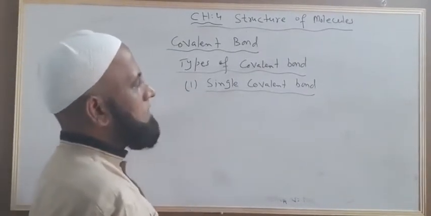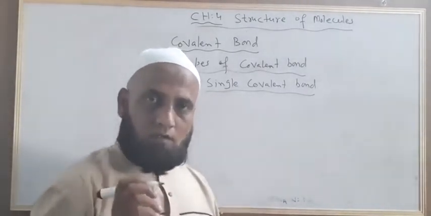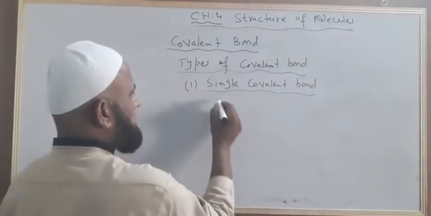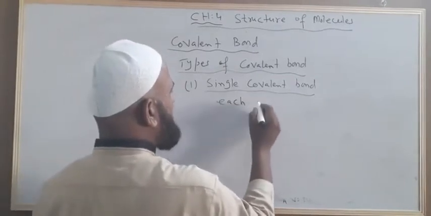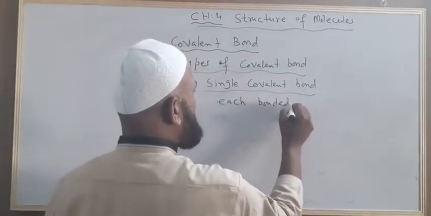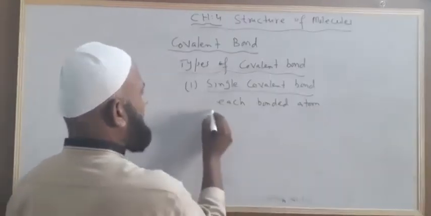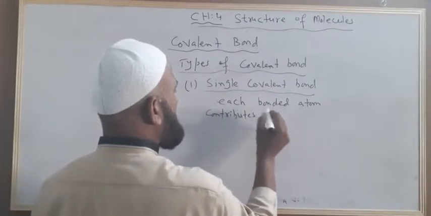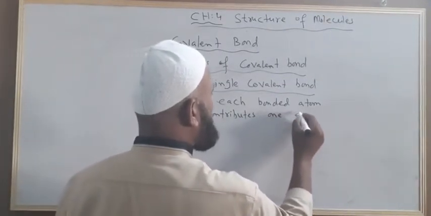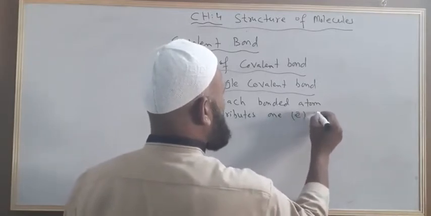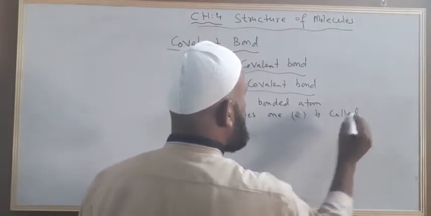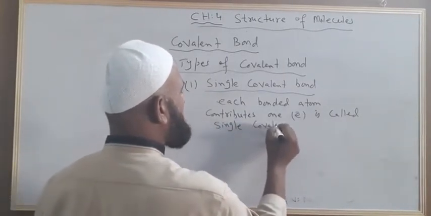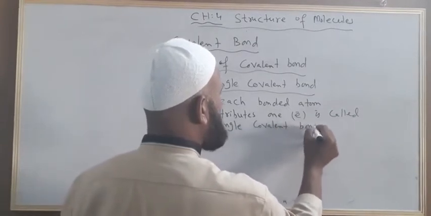The bond which is formed, or the bond in which each bonded atom contributes one electron, is called single covalent bond.